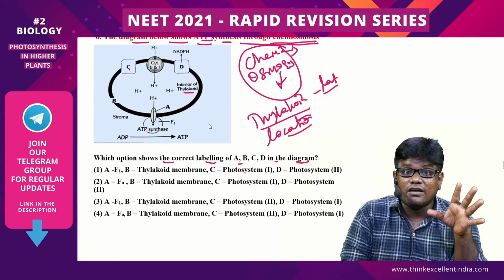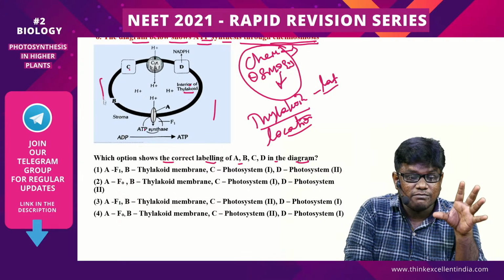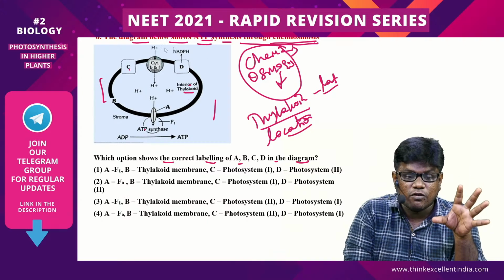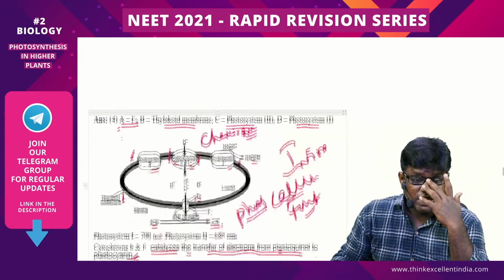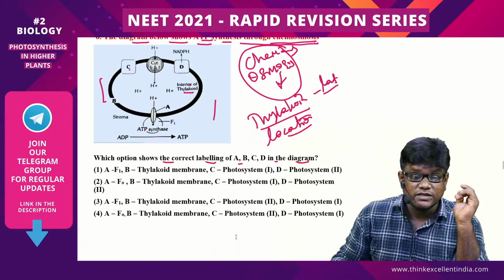You ought to be very clear with the chloroplast structure, what exactly the thylakoid membrane and thylakoid region are, and exactly where the location of those processes takes place. That is very important. So the thylakoid membrane, photosystem 2 and photosystem 1, option 4 is the right answer.